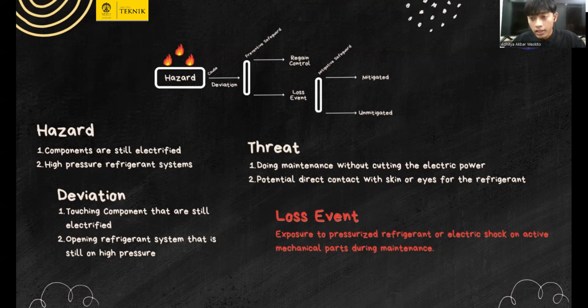So the threat, I can write it down, is doing maintenance without cutting the electric power. And the second is potential direct contact of the refrigerant with the skin or eyes of the employee. And the last event is exposure to pressurized refrigerant or electric shock on active mechanical parts during maintenance.